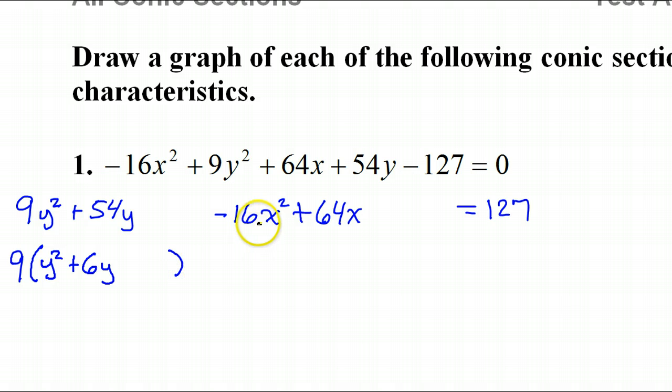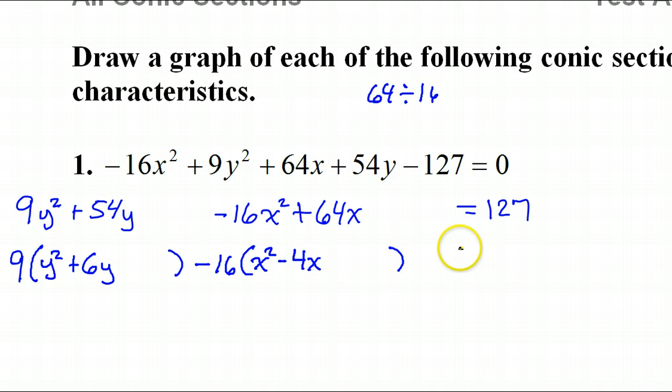And I'm going to do the same thing with this 16. I'm going to bring out this negative 16. Always got to bring that out. And on the inside, that's going to leave x squared minus, a negative times a negative is a positive. I'm doing 64 divided by 16 right now. 64 divided by 16 is 4. So minus 4x, leave a space. And all this is equal to 127 still.